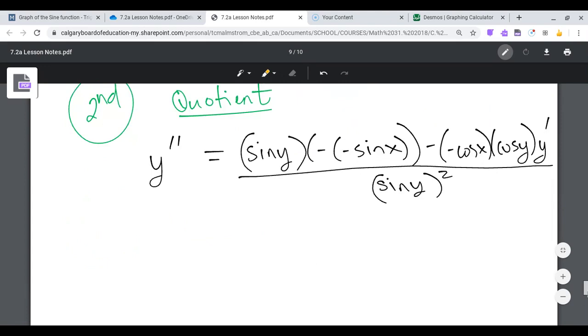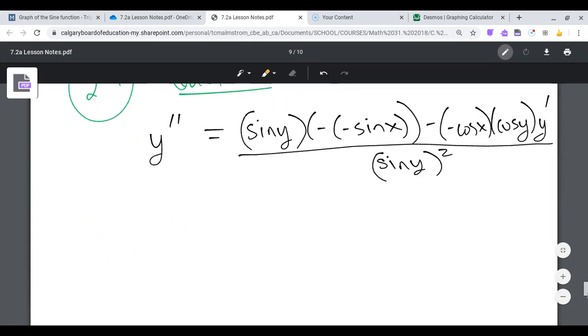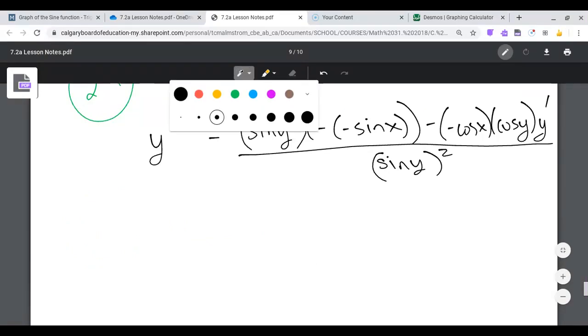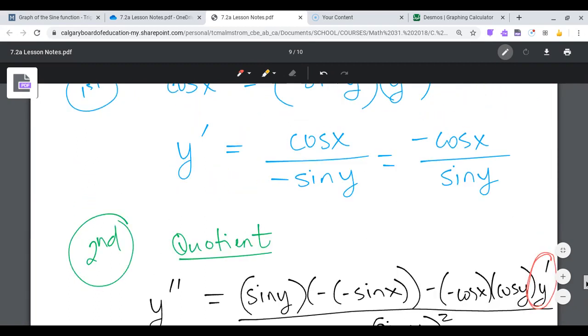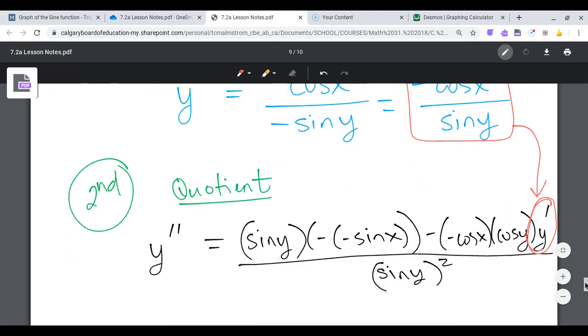Okay, so here's the quotient rule done, and I'm going to try and do some tidying up. So first of all, if you think back to how we did second derivatives, we took this y prime that shows up in that second derivative and we replace it with what we found to be y prime in the first derivative. So that's the first thing I'm going to do, is do a replacement there.